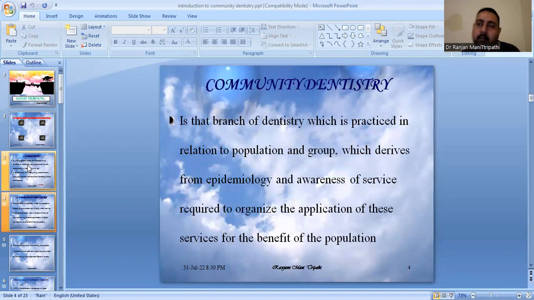So after community, let us know what is community dentistry. Community dentistry is that branch of dentistry which is practiced in relation to population and group, which derives from epidemiology and awareness of service required to organize the application of these services for the benefit of the population.